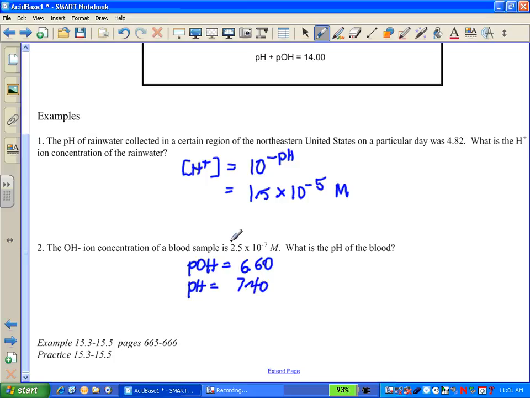So in terms of significant digits, there are 2 significant digits in this number, so there are 2 decimal places in the pOH. By subtraction, there are 2 decimal places in the pH. As a general rule, if you always keep 2 decimal places, you'll be fine with the pOH.